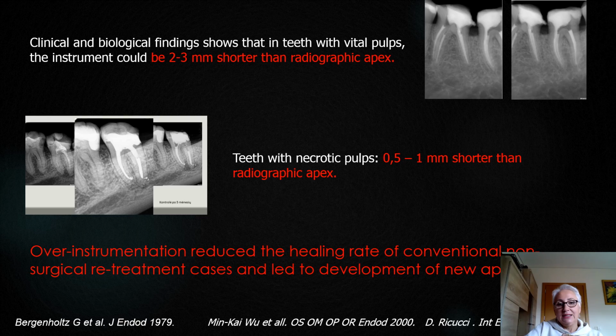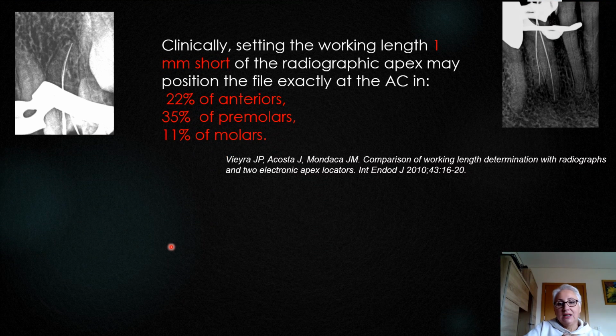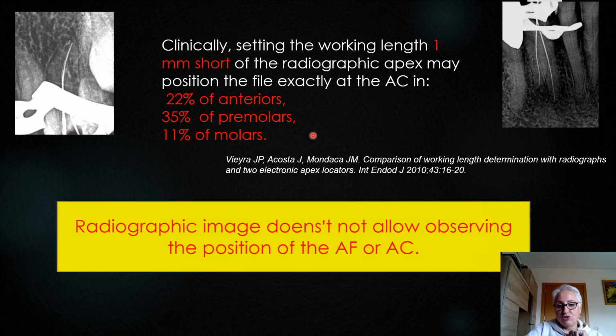Clinically, if we set the working length 1 millimeter short of the radiographic apex, the file may be positioned exactly at the apical constriction in only 22% of anteriors, 35% of premolars, and only 11% of molars. What does this mean? It means that if our instrument is 1 millimeter shorter than the radiographic apex, even in those cases we are not exactly at the position of the apical constriction.